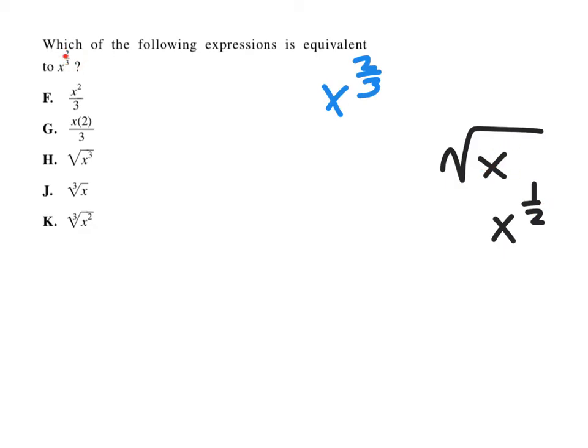So right here in this, the denominator is 3. That means I know I'm going to be taking a third root of the x. And now the numerator is to the second power, so that means it is an x squared that I'm taking the third root of. So my correct answer here would be K, the third root of x squared.